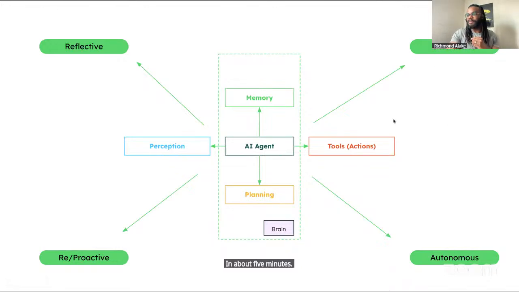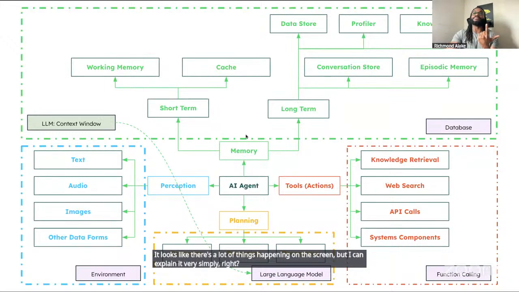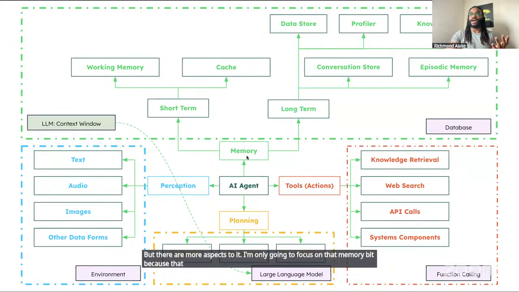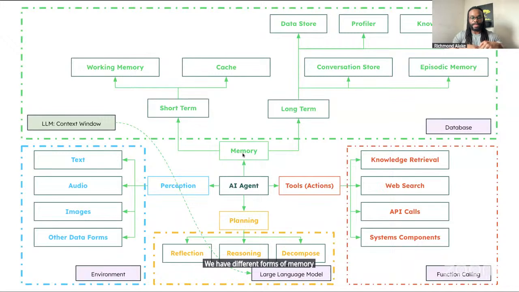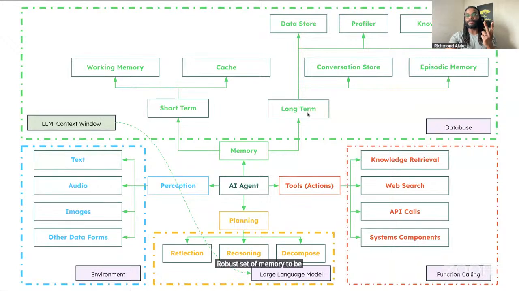Okay, let's go. It looks like there's a lot of things happening on the screen, but I can explain it very simply. We understood that agents need memory, perception, tools, and planning, but there are more aspects to it. I'm only going to focus on the memory bit because that's where MongoDB resides. If you think about a human, we have different forms of memory, and the most intelligent human I know is able to recall information at impressive rates, and that really is what we determine, I guess, loosely IQ by. So we need our agents to have a good, robust set of memory to be at least reliable, believable, and capable.